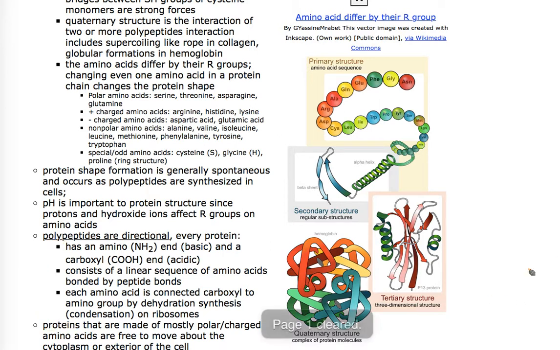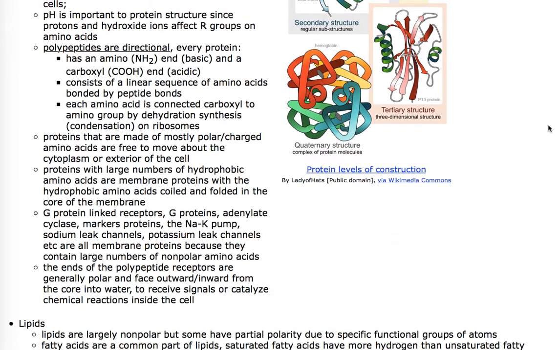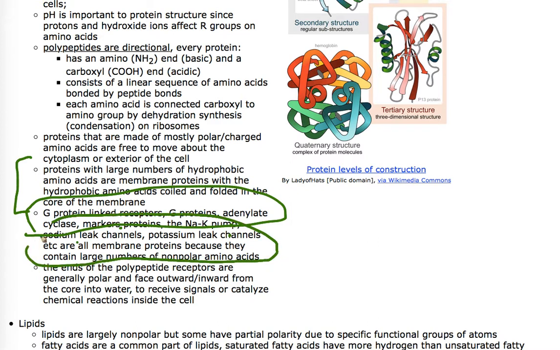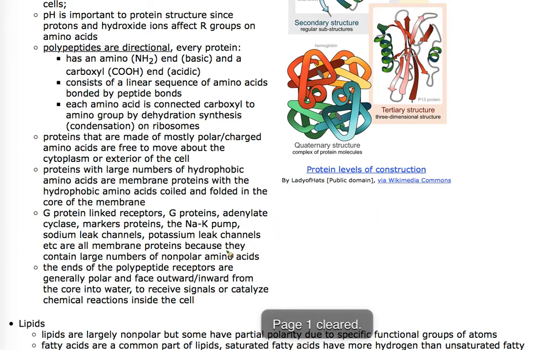Generally speaking, proteins that have lots of polar groups tend to mix with water well. They are free usually to move around in the cytoplasm of a cell. Proteins that have large numbers of hydrophobic amino acids end up wedging themselves into cell membranes. Those would be things like G protein linked receptors, G proteins, adenylate cyclase. We talked about all of those are important in communication. Marker proteins, the sodium-potassium pump, sodium leak channels, potassium leak channels, they all have a whole bunch of nonpolar amino acids that makes them wedge in the cell membrane. That's why they do that.